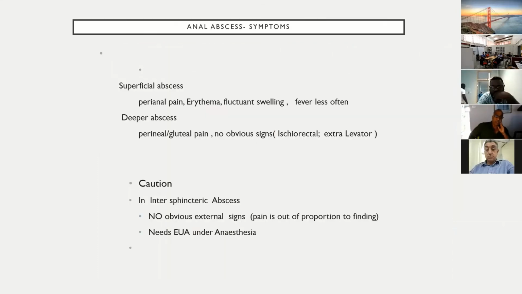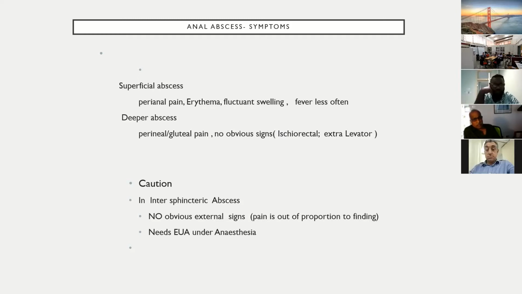Now, what are the symptoms? If it's a superficial abscess, perineal pain and swelling, and fluctuant swelling is a common finding. Fever is not common. Deeper abscesses usually have perineal and gluteal pain. No obvious signs, even if it's a large ischiorectal abscess or extralevator abscess.